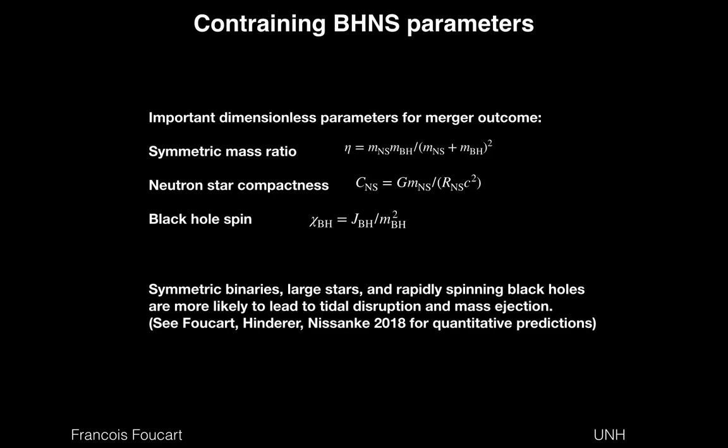And finally, the last parameter here is the spin of the black hole. The more rapidly the black hole is spinning, especially the spin along the angular momentum of the binary, the easier it is to disrupt the neutron star, because you can get closer to the black hole before plunging into the black hole. Right. So that's a general idea, and then we can make quantitative predictions, for example, in that paper that we wrote a couple of years ago.